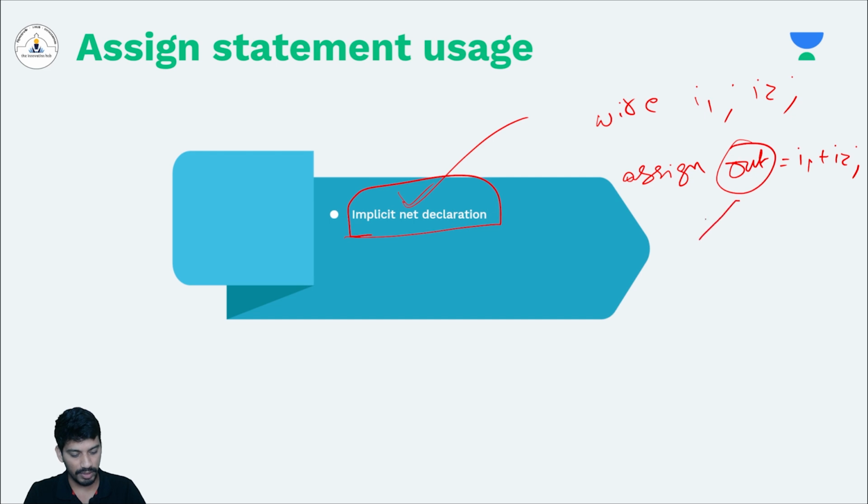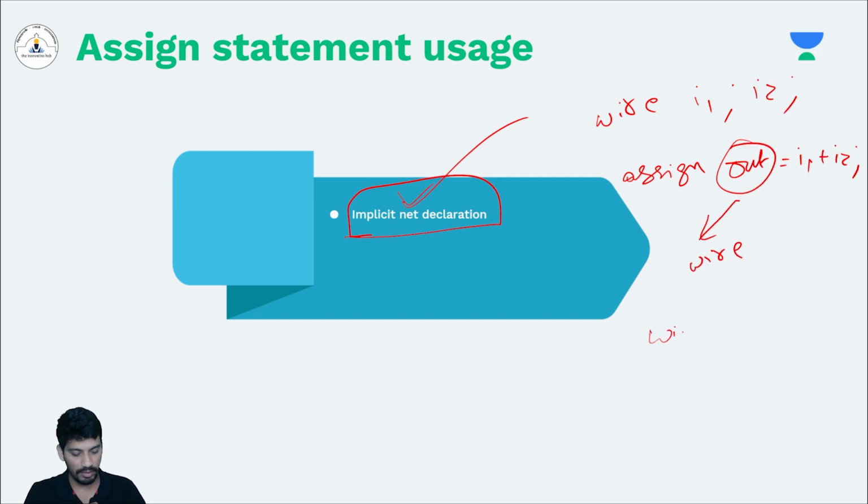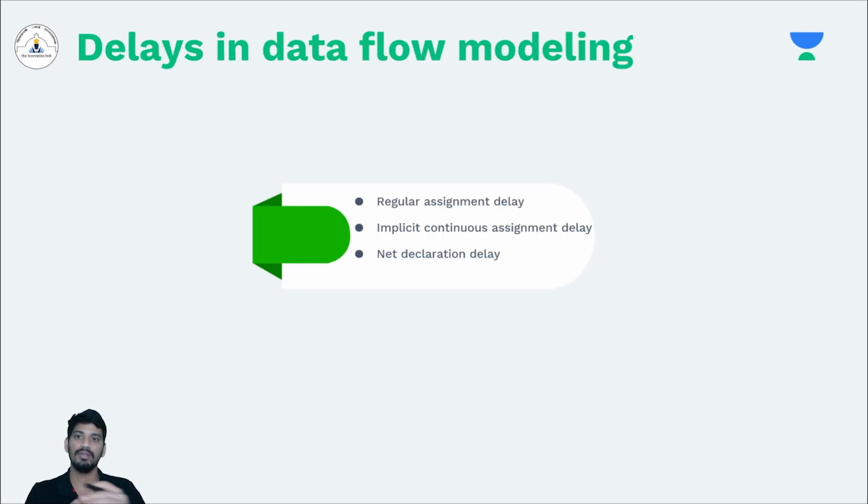The output is a wire data type. I don't need to specifically write wire out before assigning, because the implicit net declaration will have a flexibility of converting the output to a wire data type. So you don't need to write this extra line. Directly assign out is equals to I1 plus I2. That will assign the out as a data type of wire. Okay. Now we have seen three different ways of assigning the net or wire.